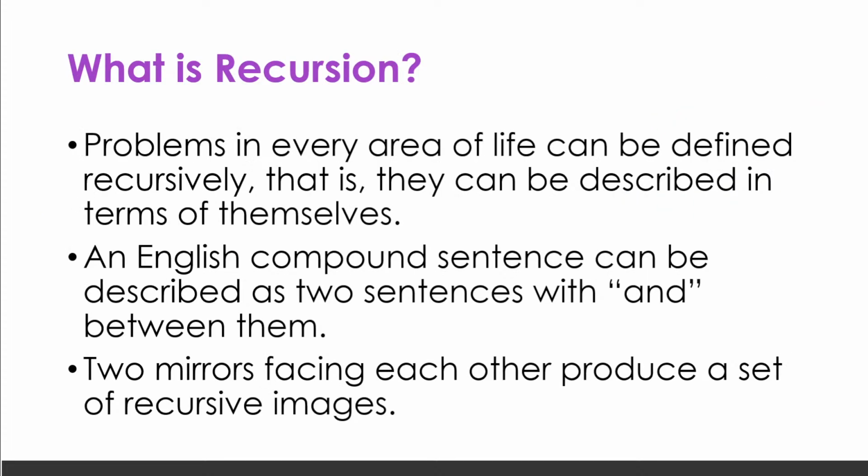So what exactly is recursion? Well, problems in every area of life basically can be defined recursively, which means that they can be defined in terms of themselves, right? So if we look at the definition of, say, a compound sentence, that's described as 2 sentences with the word "and" in between them. So a compound sentence being 2 sentences, you're using the word sentence to define what a sentence is, which is recursive. We can also think about it like 2 mirrors facing one another and reflecting off of one another. One mirror is reflecting another mirror, which is reflecting itself back to the first mirror, and it's just going on into infinity.